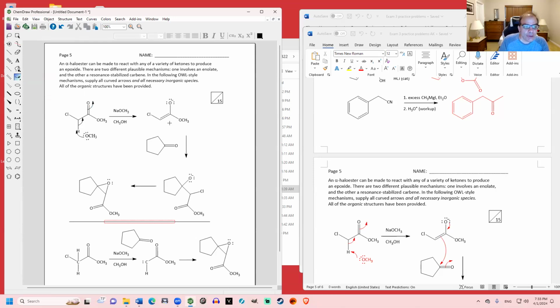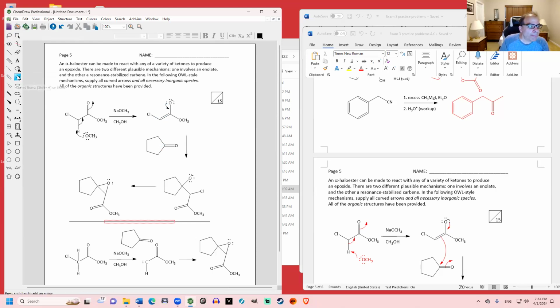Next, this enolate is a good nucleophile, and it looks to me like we formed a new carbon-carbon bond right there. That bond goes from that carbon to that carbon. So that means we're going to attack the carbonyl carbon using the enolate.